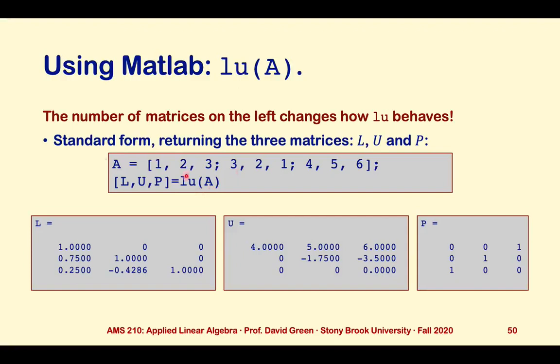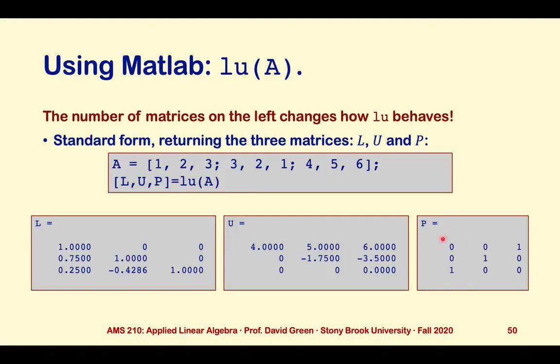We'll do the LU decomposition, and it will store in L a lower triangular matrix that has ones on the diagonal, in U an upper triangular matrix that may not necessarily have ones on the diagonal, and a permutation matrix P that will have exactly one 1 in every column and exactly one 1 in every row, but corresponds to swapping rows. This is what the standard form is. This is how you should usually use it.